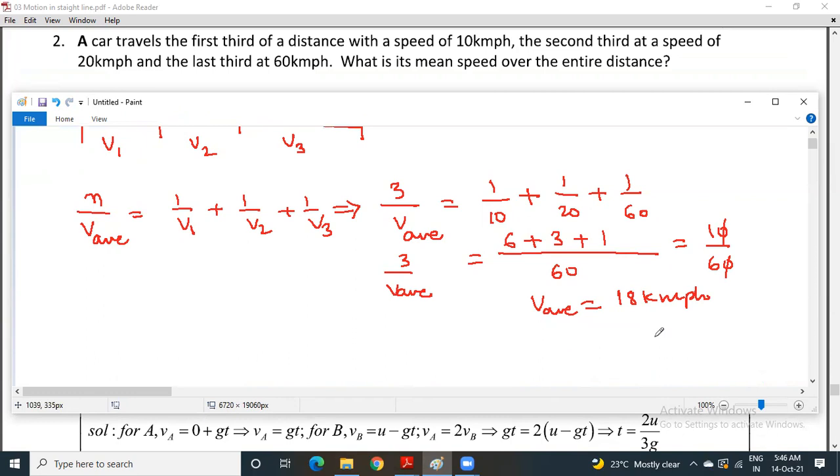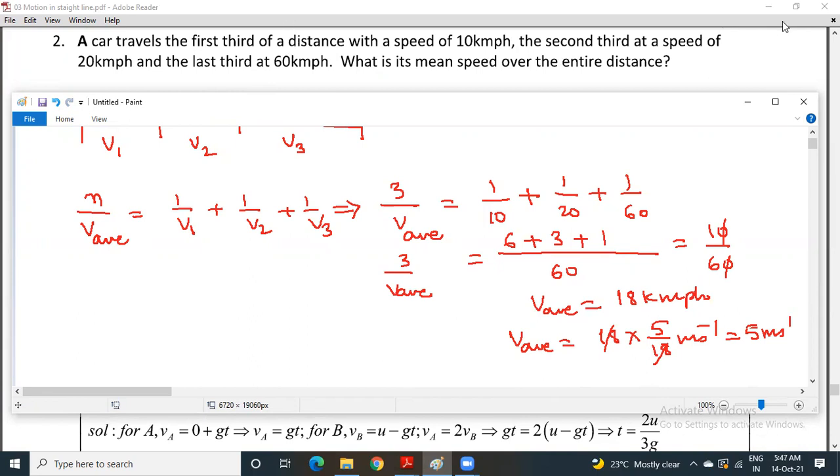If you are interested, you can also convert V average into meter per second. V average is equal to 18 into 1 km per hour, which you had in the previous classes as 5 by 18 meters per second. So therefore 18 and 18 get cancelled, and it will be 5 meters per second. So this question is based on total distance equally divided into three parts.